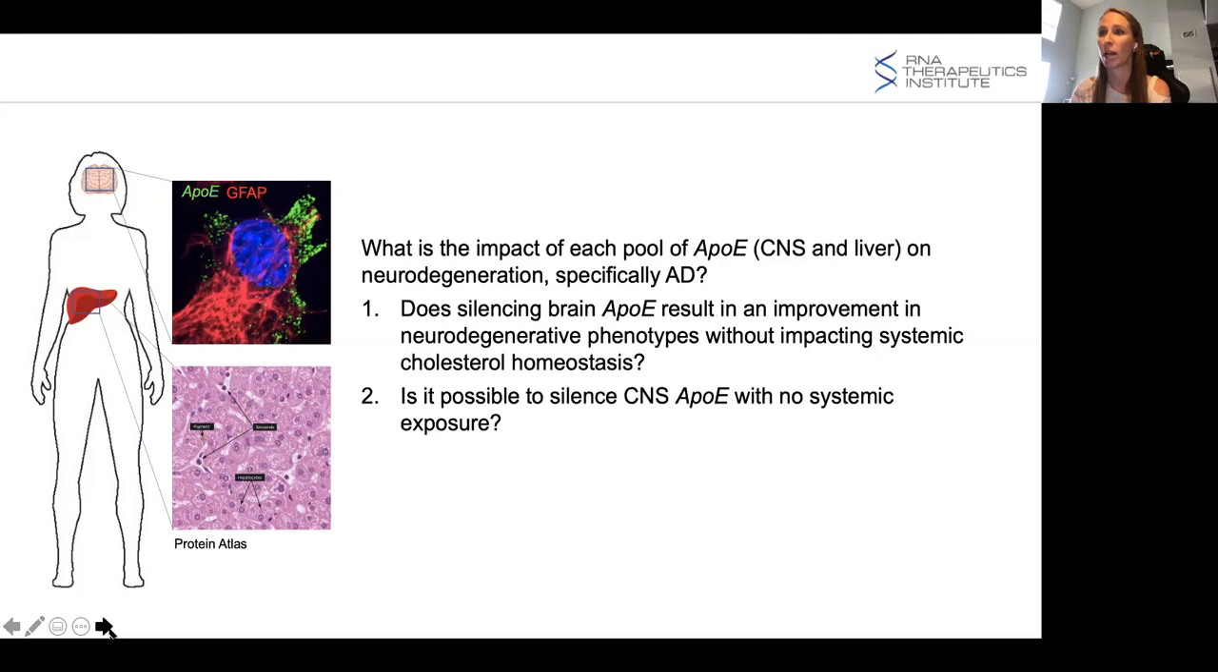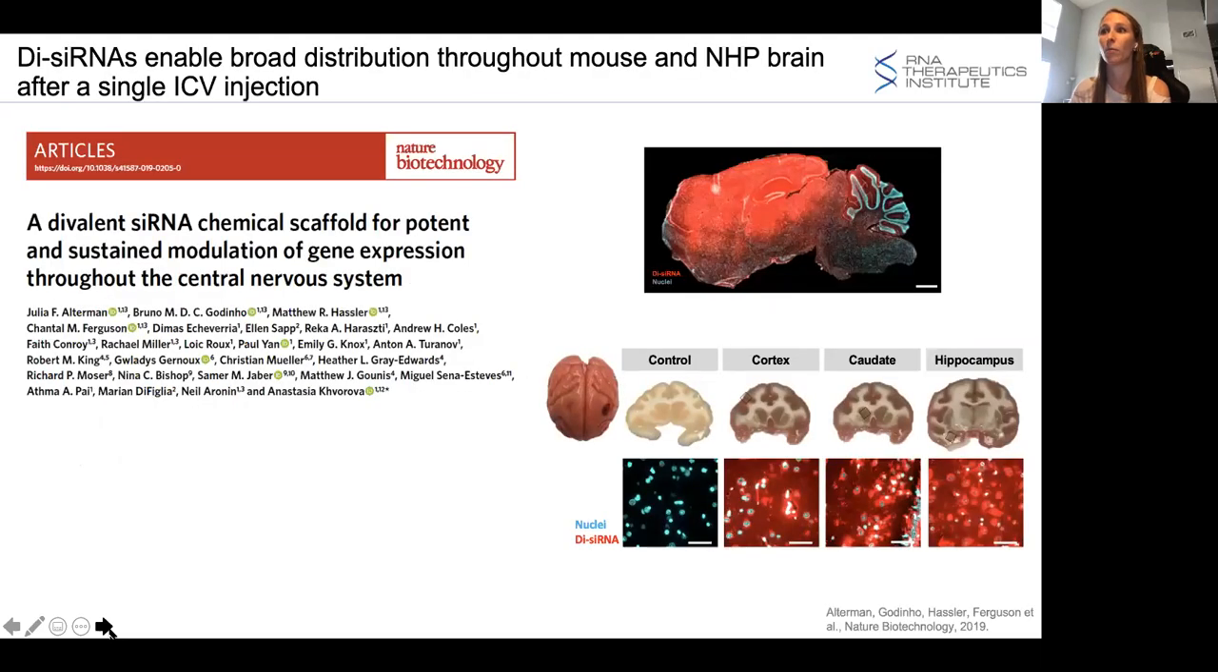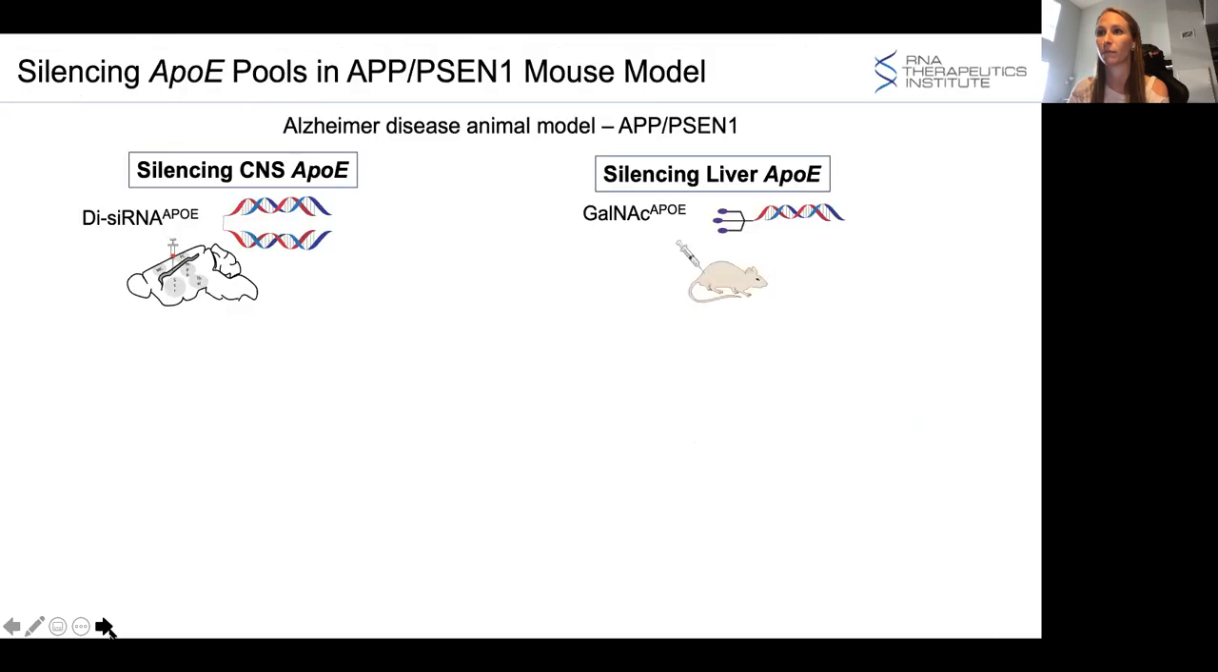GalNAc conjugated siRNAs effectively silence expression in hepatocytes. And in the Khvorova lab, in efforts led primarily by Julia Alterman, Bruno Godinho, and Matt Hassler, we recently identified a novel chemical scaffold called the di-siRNA that distributes throughout the entire brain of mice and non-human primates after a single ICV injection and causes potent target silencing for at least 6 months in mice and 1 month in non-human primates. Using these tools, we began to investigate our questions.